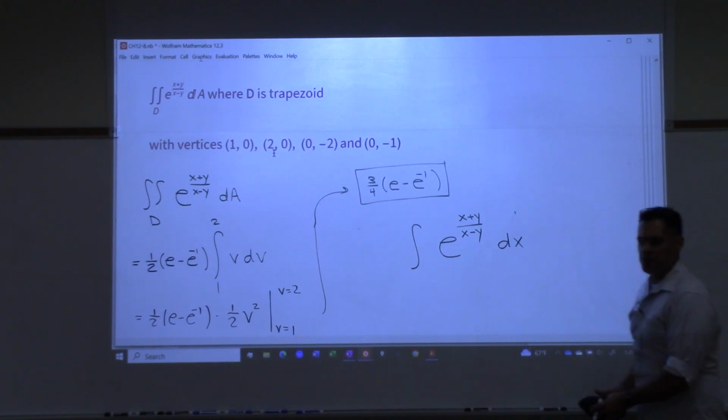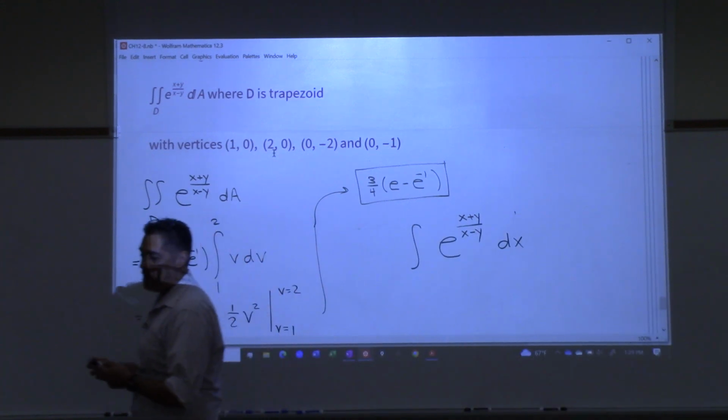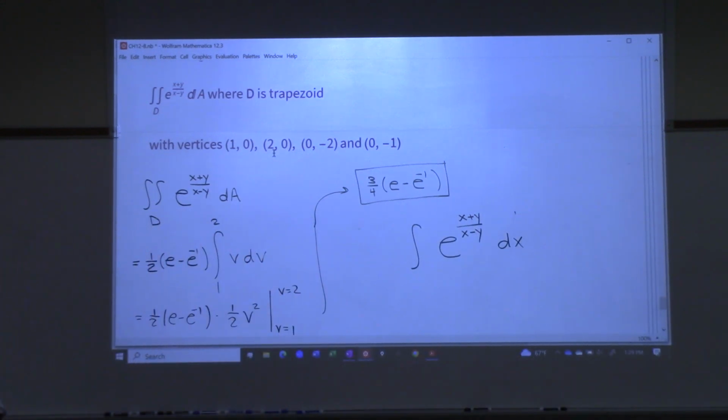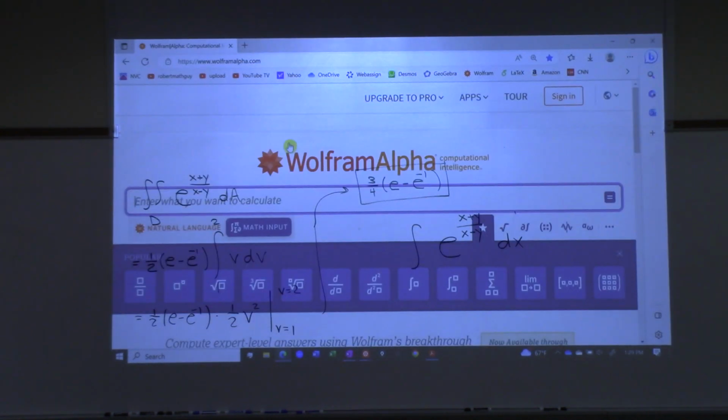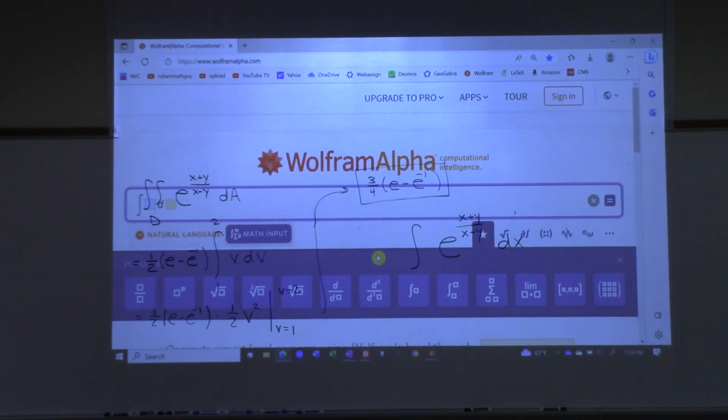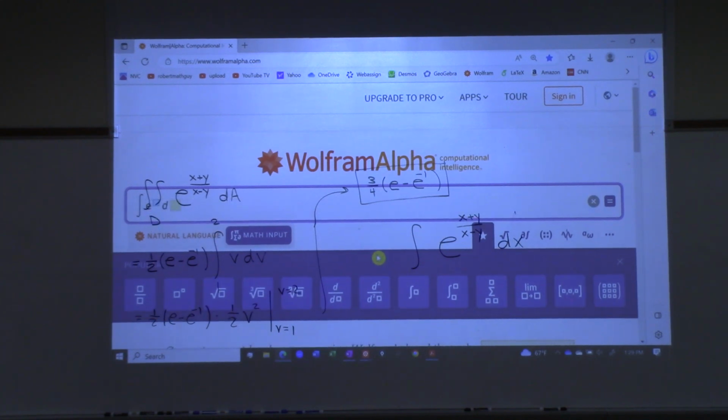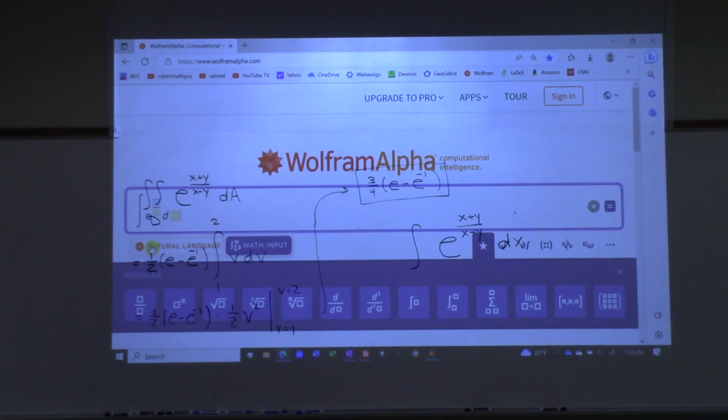You know what we should do? We should go to Wolfram and see what it does. That'll give us an indication of just how hard this integral is. All right? Probably goes to Taylor. Let's see. Integral of e raised to the fraction x plus y over x minus y. And we said with respect to x first?